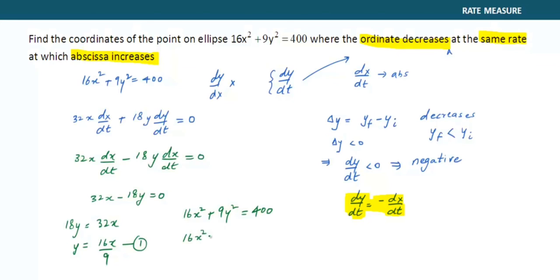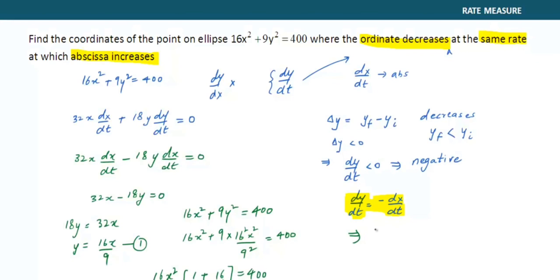So if you simply put this value, this will be 16 squared x squared by 9 squared, right? This is something 400. Got it? So if I take 16x squared common, this will be 1 plus 16 by 9 is equal to 400. I am just solving it. You can just solve it. So I'll directly write what the answer will be.